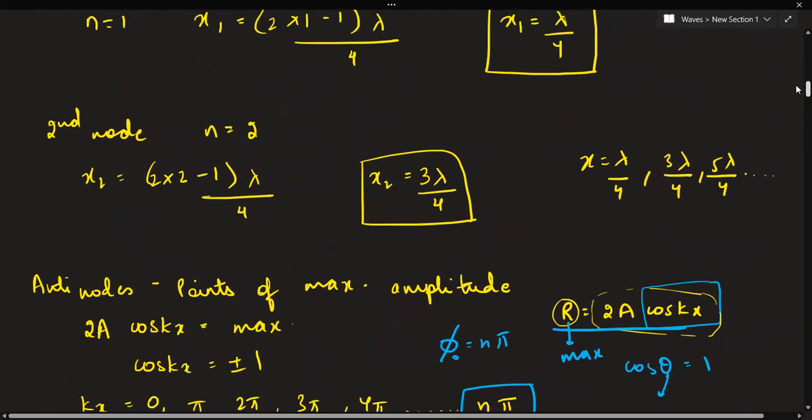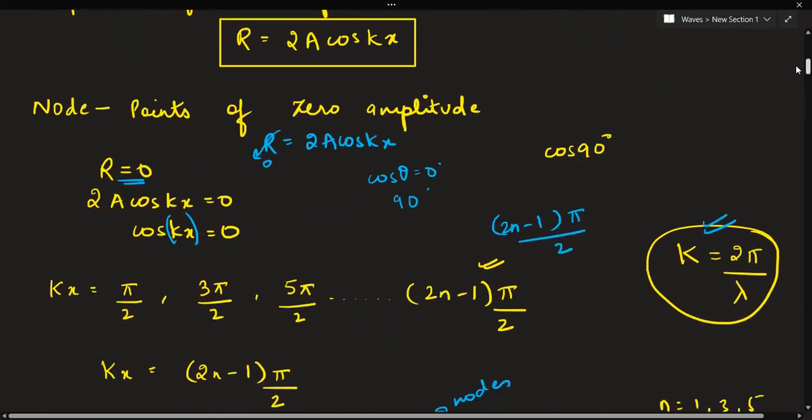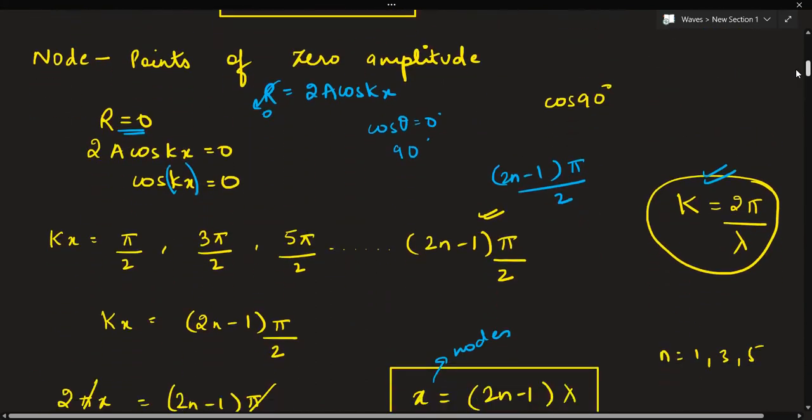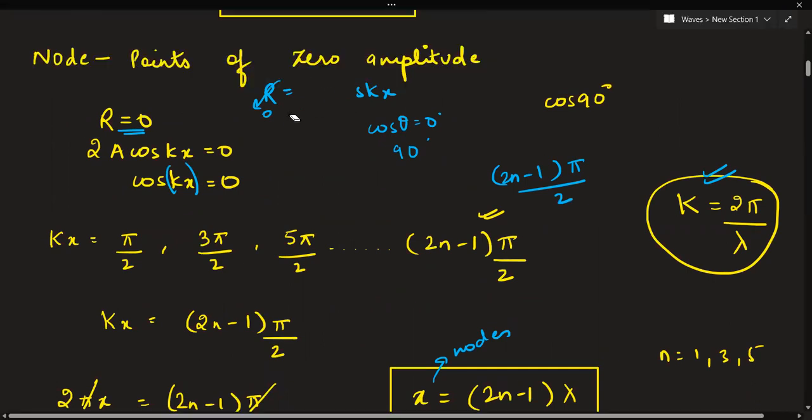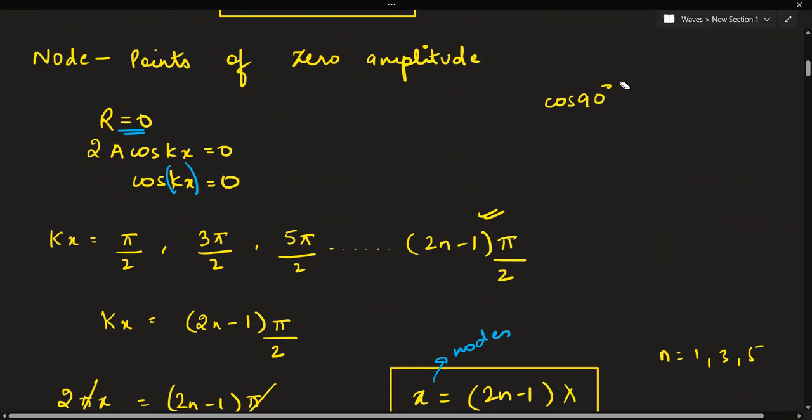But you should know the positions of nodes and antinodes. The definition remains the same: wherever the amplitude is zero, that is known as a node, and wherever the amplitude is maximum, it will be an antinode. Regarding nodes and antinodes, you should know these two.